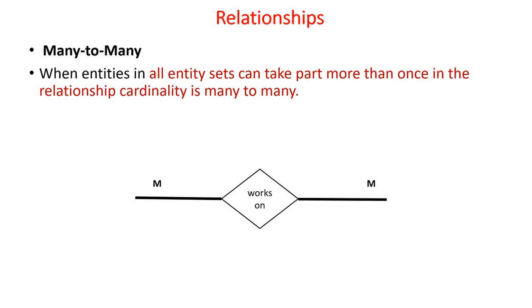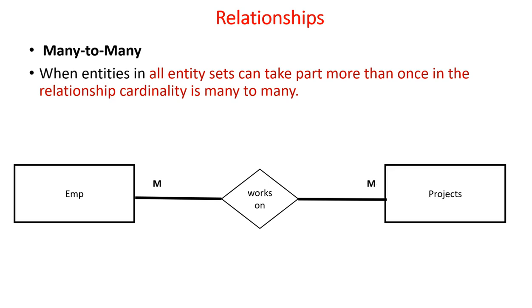So if we have an entity set, there are many entities related with many more entities which communicate using these lines. So many to many. For example, many employees work on many projects. So like this, relationship can be identified and represented in an ERD.